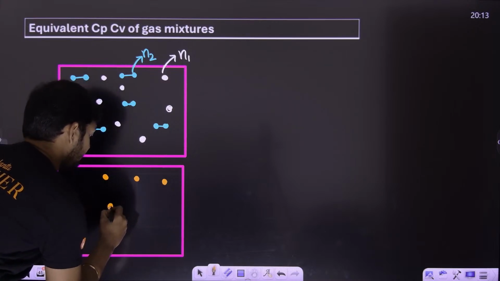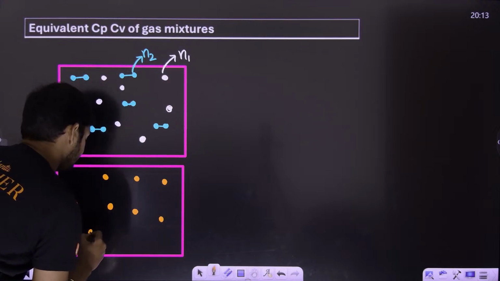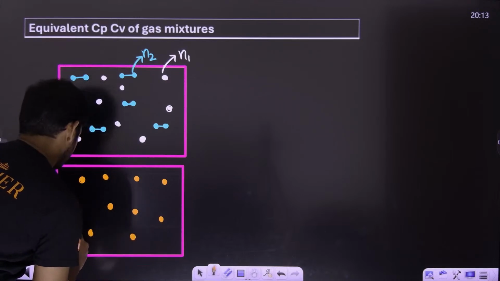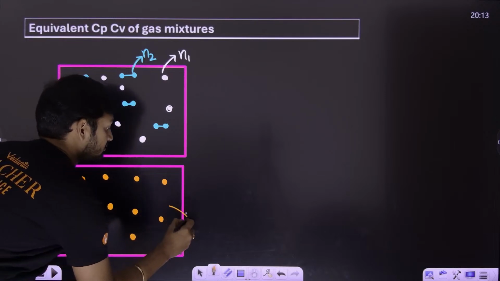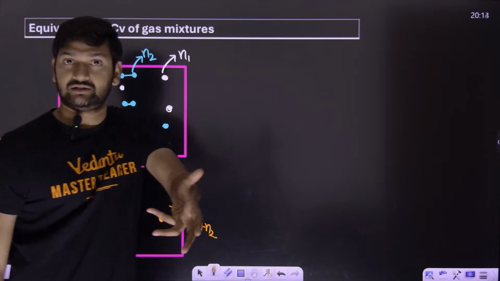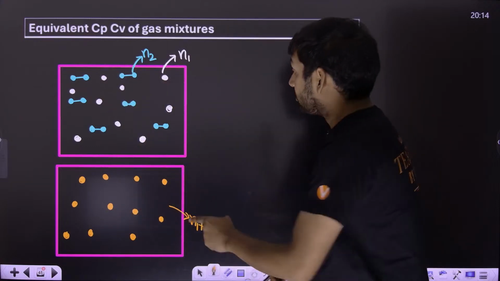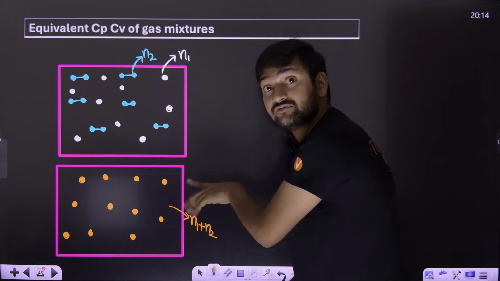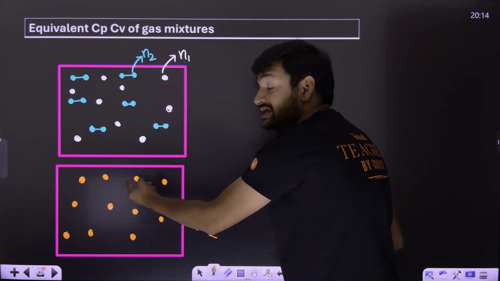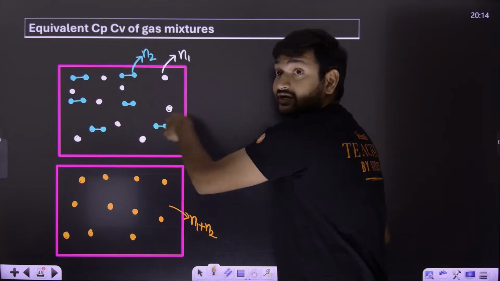I want to replace it with one type of gas, and the number of moles of this one should be taken as N1 plus N2. The quantity should not change, but the different gases should be replaced with one. So what is the CV equivalent of this gas, which is equivalent to this gaseous mixture? What is the CP equivalent of this gas?